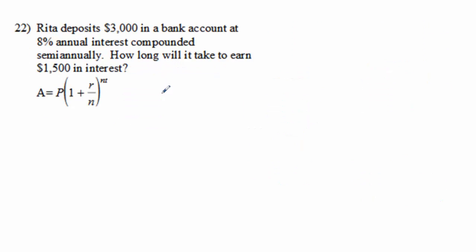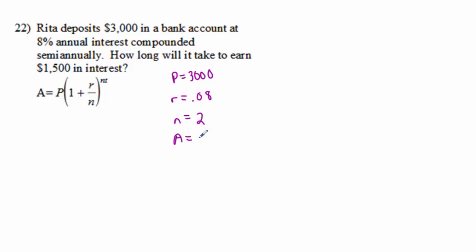All right, so Rita deposits $3,000, so that's P, in a bank account at 8%. So I'm going to put 0.08. Compounded semi-annually. So that's where this n comes in. We need to think about how many times in a year semi-annually happens? 2. And then it wants to know how long it takes to earn $1,500 in interest.